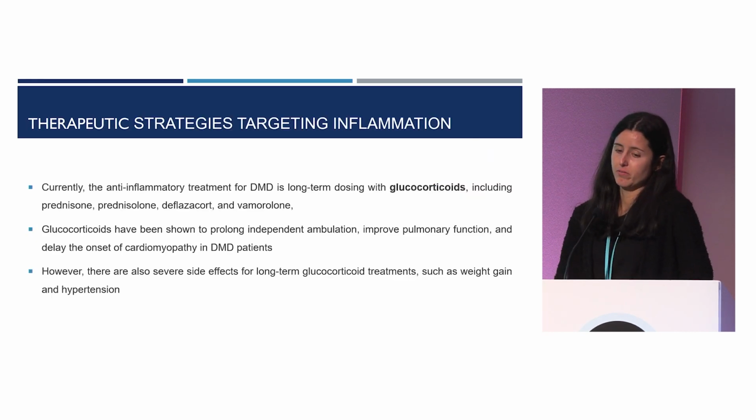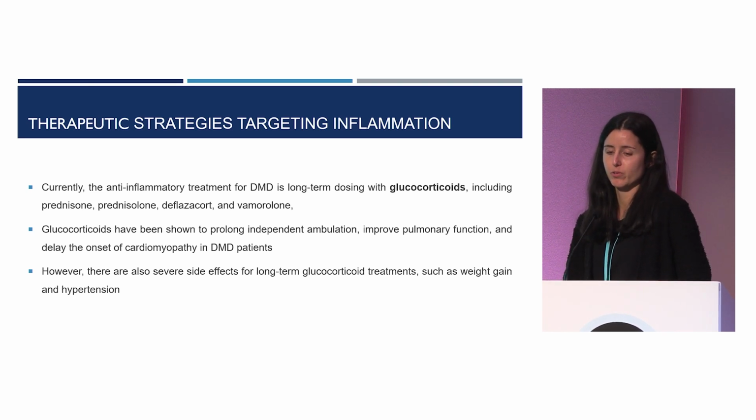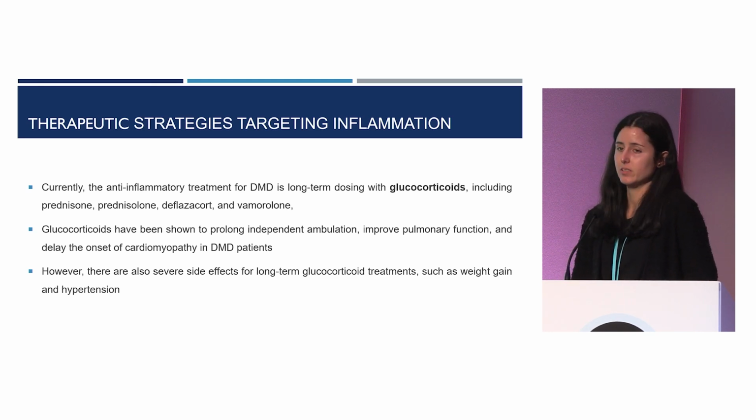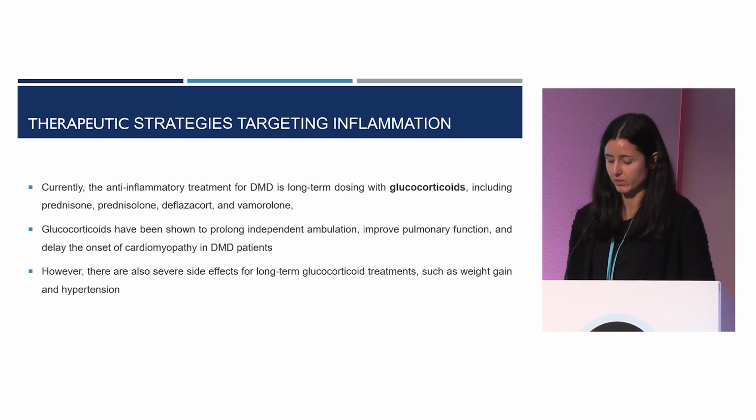Currently, the anti-inflammatory treatment for Duchenne is the use of glucocorticoids. Although they have been proven to slow down the progression of the disease, improve the pulmonary function and delay the onset of cardiomyopathy in patients, there are also several side effects for long-term treatment. For that reason, there is ongoing investigation trying to find another type of anti-inflammatory drug that can reduce these side effects.